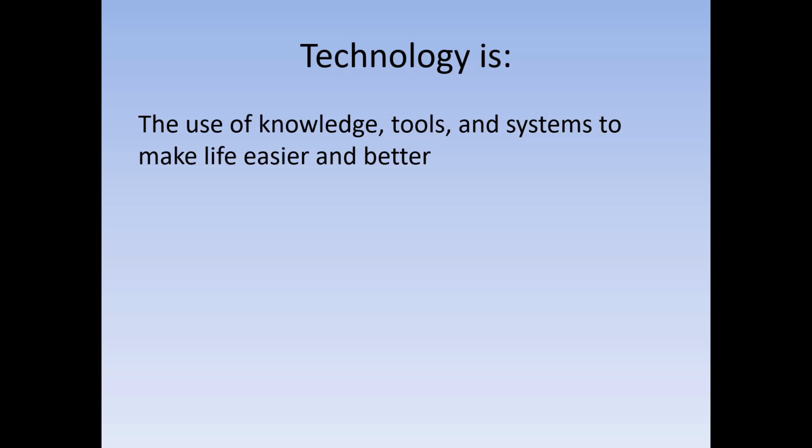So, 1, technology. I want you to make sure you write these things down, right? The definition of technology in our textbook is the use of knowledge, tools, and systems to make life easier and better. But one of the things I want to point out here is that technology is not just one thing, but it's anything that we as humans use to make life better. So, a remote control, a light, pencil, all these different things are technology, any things that humans have created.